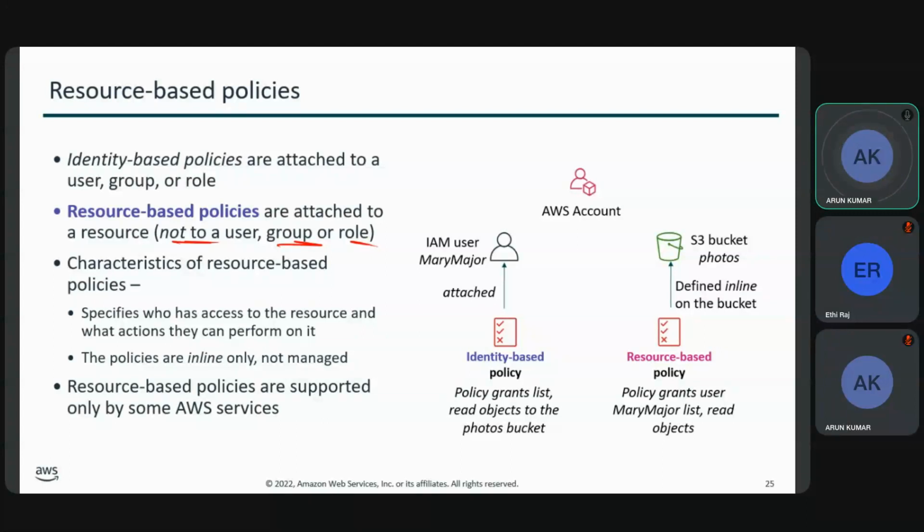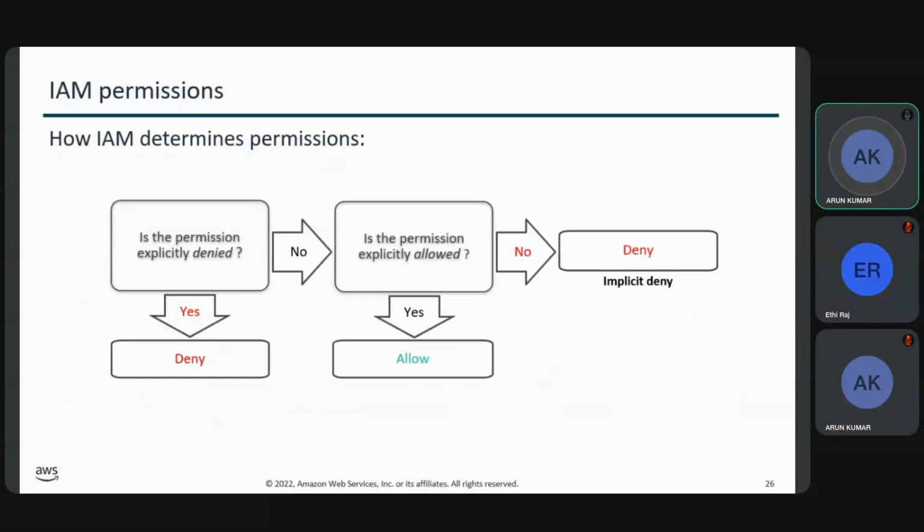So resources you have to attach to a particular user. Resource based policy is also the same thing. It is also a JSON kind of file. Again, it will have the allow and deny kind of checklist.